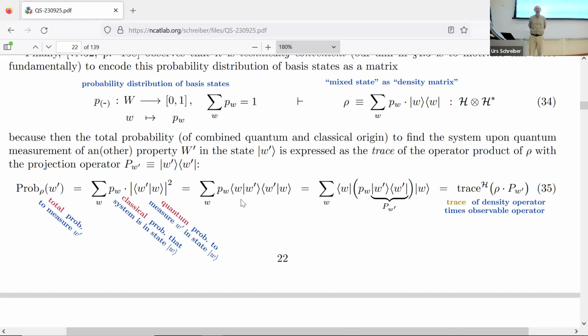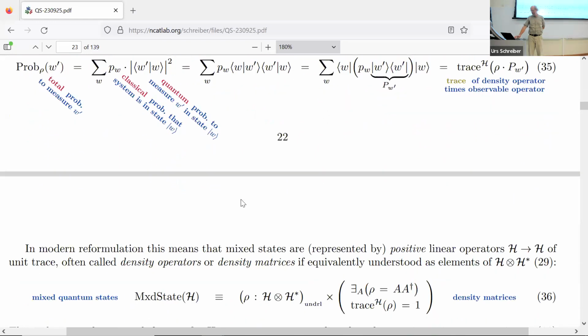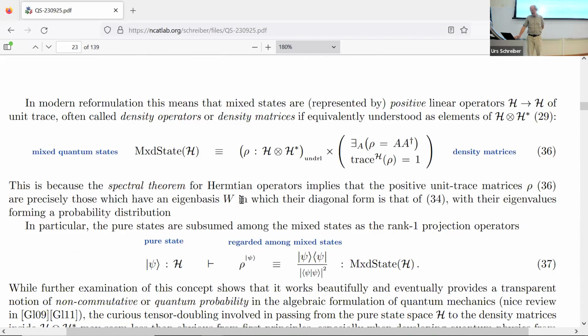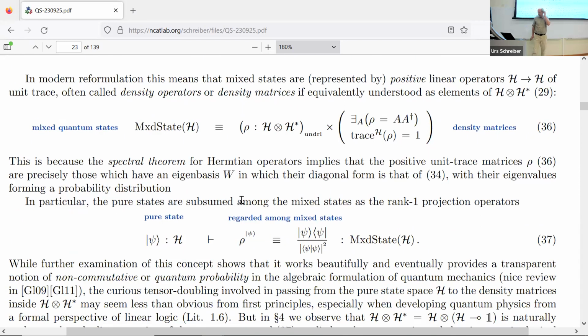This is an exercise. I mean, this is elementary linear algebra. You can convince yourself that the first and last experiments are actually equal. And so this is how von Neumann said it back then.